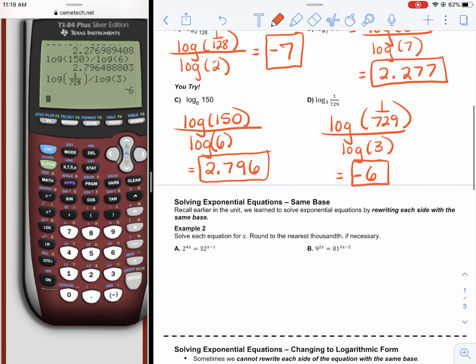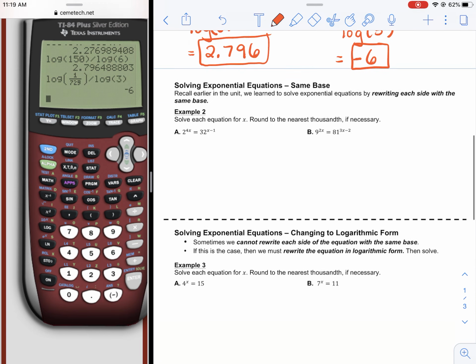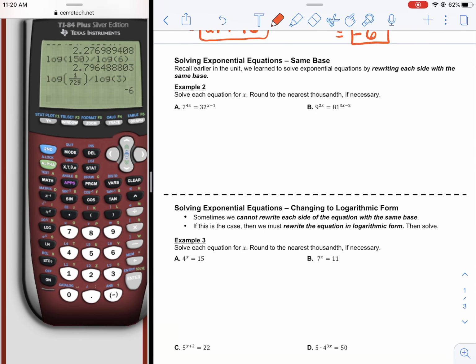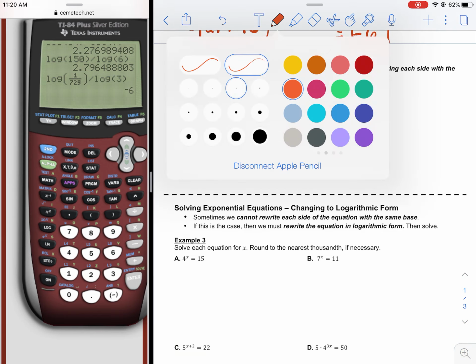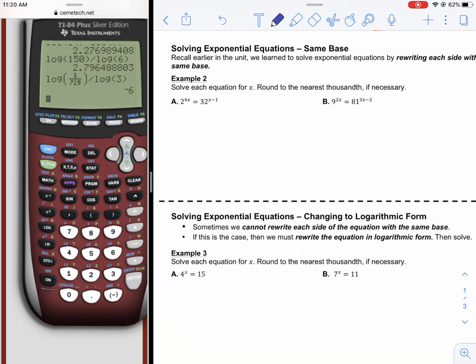Okay, so now we're going to move on in the lesson to solving exponential equations. Okay, and we're going to start by reviewing some problems that we talked about in the first week of e-learning. And that was when we have an exponential equation, and we are capable of writing each side with the same base. Okay, so a reminder, we're going to solve each of these problems by rewriting each side to have the same base. So 2 to the 4x equals 32 to the x minus 1.